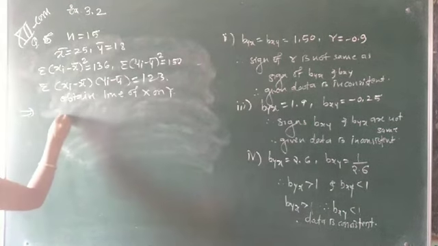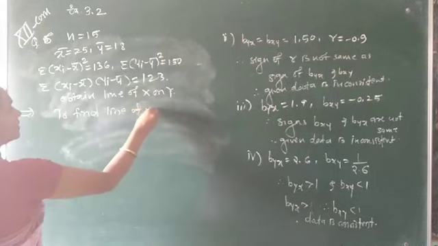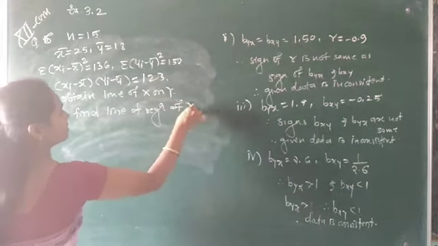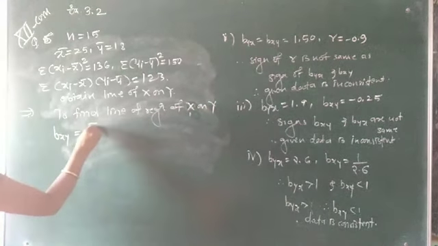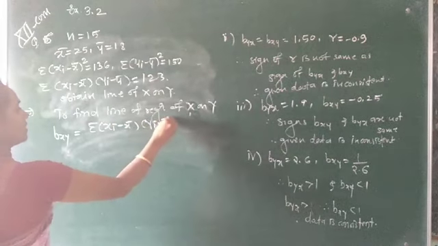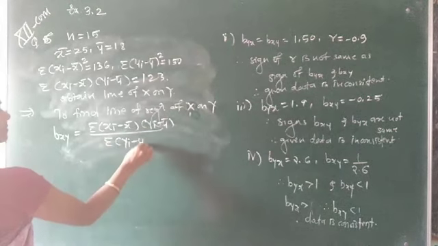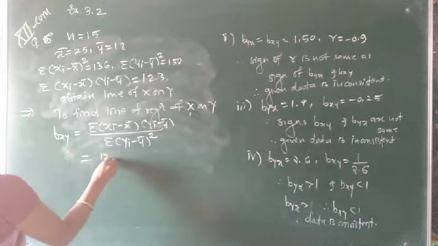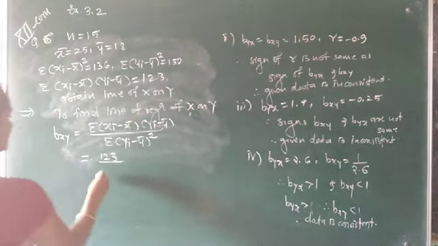First, to find the line of regression of x on y, that means first we have to find bxy. What is the formula for this? That is summation (xi minus x bar) into (yi minus y bar) divided by the variance of y, summation (yi minus y bar) square. What is the product of these deviations? 123 upon summation (yi minus y bar) square, which is 150.